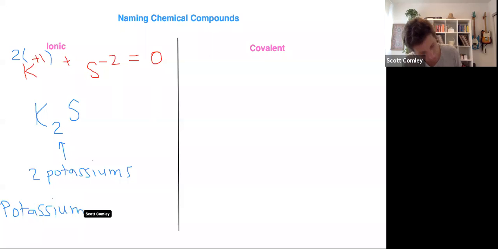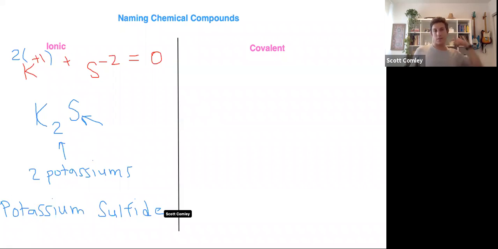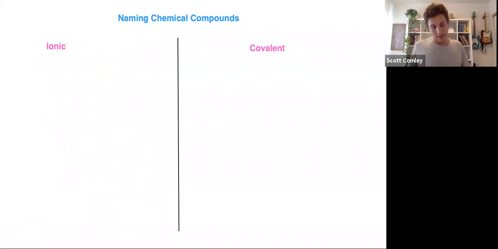Potassium. And this is sulfur. So it's going to end in "ide." Yep, sulfide. Potassium sulfide. So there's more we can get into with those, but I ask you to send in questions and I'll answer them as they come. But obviously ionic compounds can get more complex.